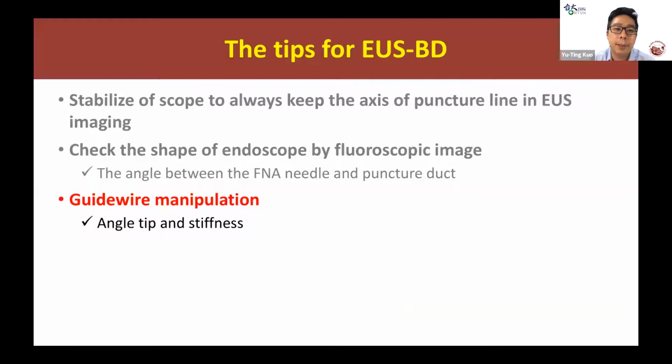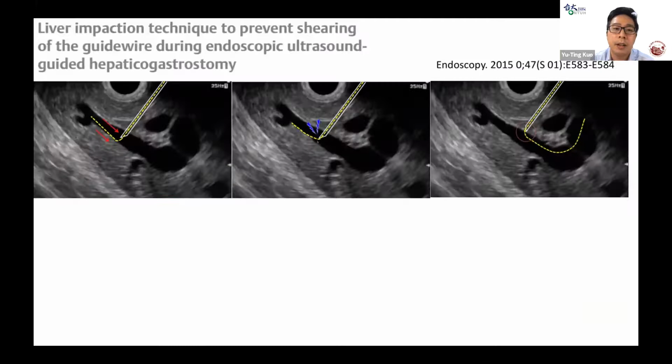And the third part, which is very important, is the guide wire manipulation. Usually we will choose the angle tip, and sometimes we will need a very stiff wire to support the device in and out. This is also in Dr. Okuno's paper. We use the angle tip because sometimes we can shape the tip in a higher direction. And sometimes we will have some guide wire shearing experience.